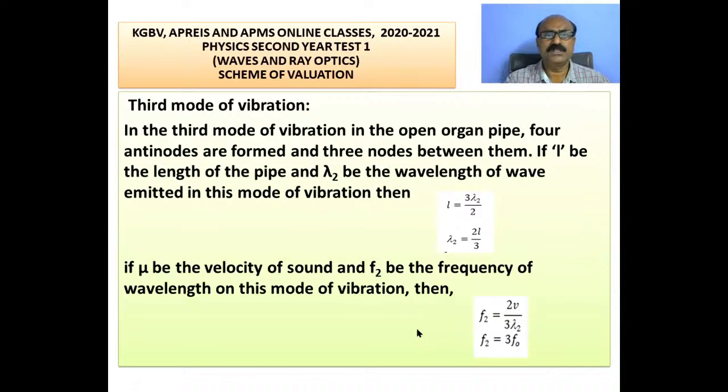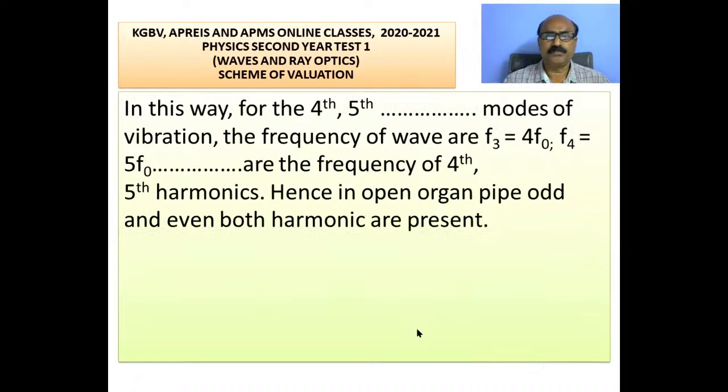So these are the three cases you are supposed to write with neat diagrams. So finally you have to observe the relation. In this way, for the fourth and fifth modes of vibration, the frequency f3 is equal to 4f0, f4 is equal to 5f0, which are the frequencies of the fourth and fifth harmonics.